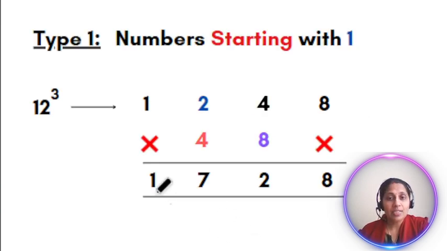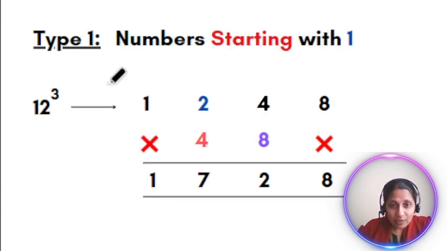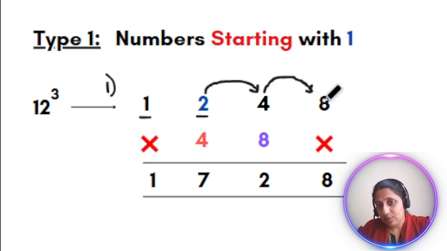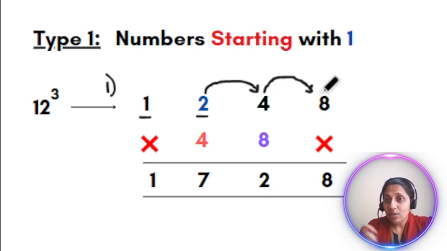Say for example, the number 12. The very first step is to write the 1 and the 2 as such. And in the third place, square this number 2, which is 2 times 2 gives you 4. And in the fourth place, multiply it with 2 again. So 4 times 2 gives you 8. The fourth and last place is your cube.